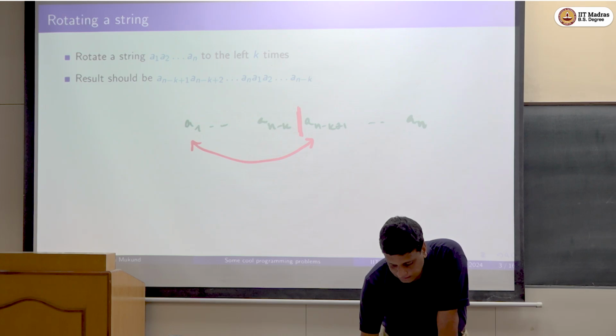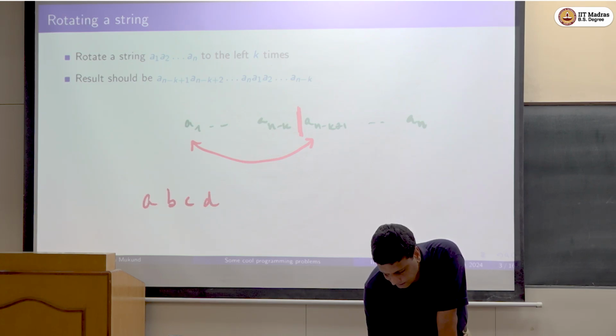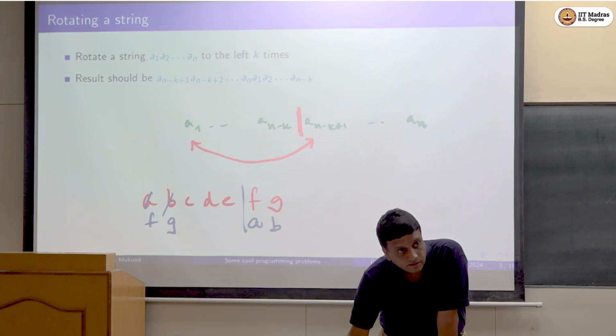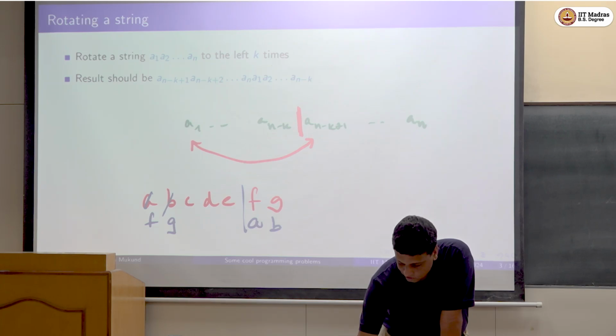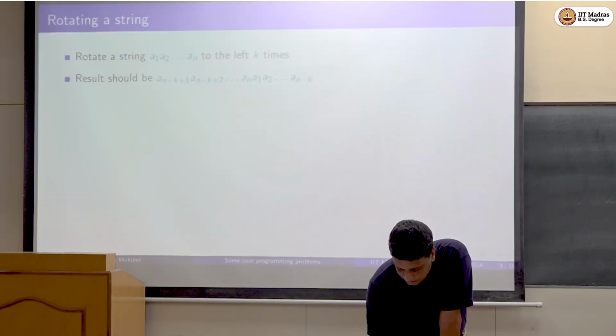I'm just trying to understand. Supposing I say A, B, C, D, E, F, G, and I say split it here. So you will get F and A, and you will get G and B. Okay, very good. So what is he saying?